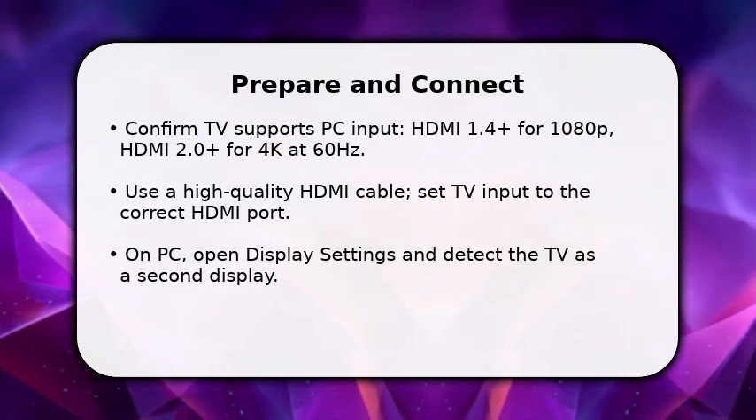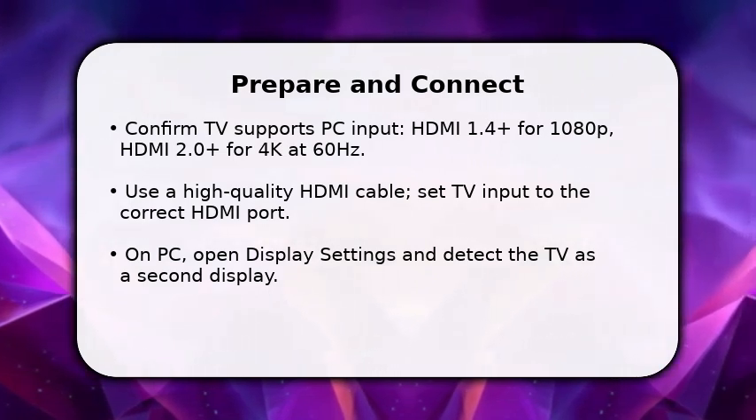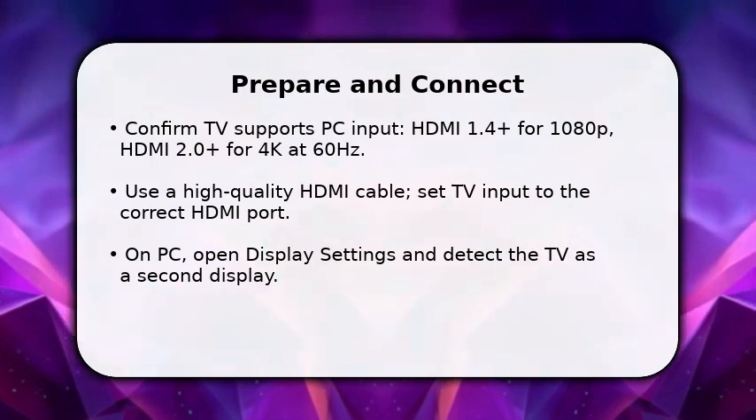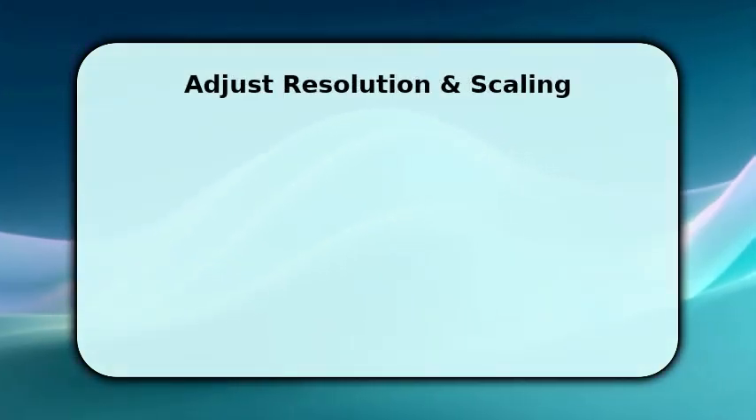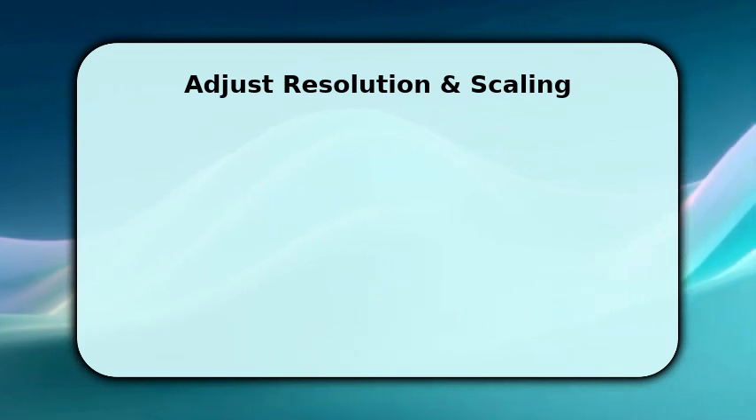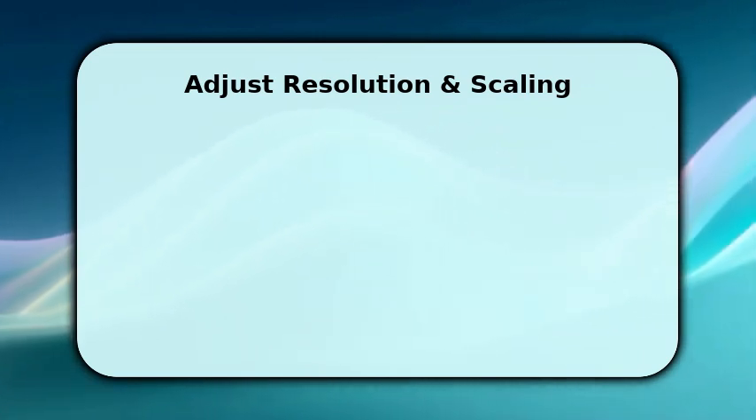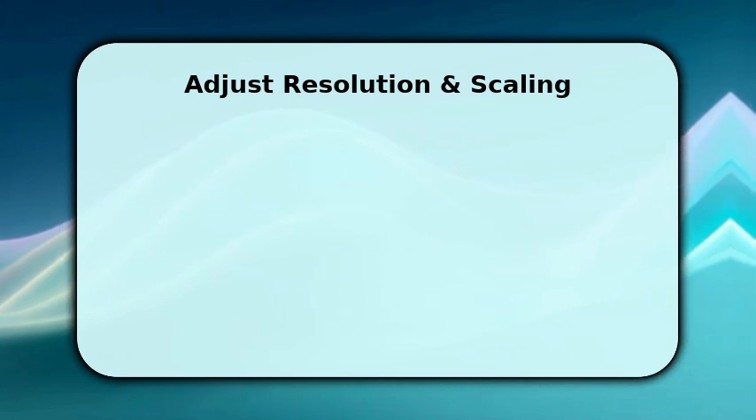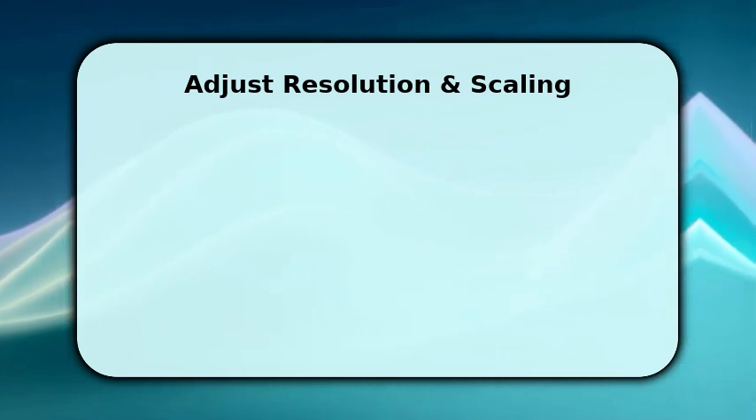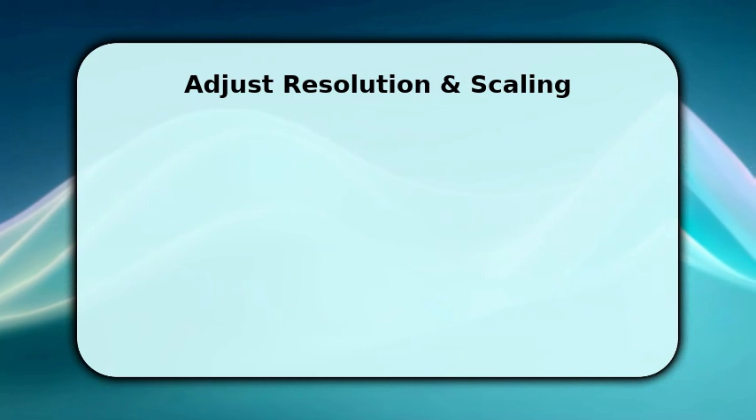Now you'll refine how the PC image maps to the TV. In Display Settings, select the TV and set resolution to its native value. This ensures pixels align correctly. Set scaling to 100% first so UI elements aren't stretched, then increase if text or icons are too small.